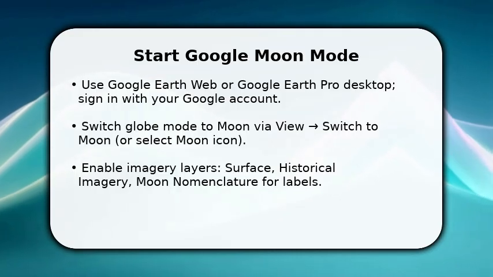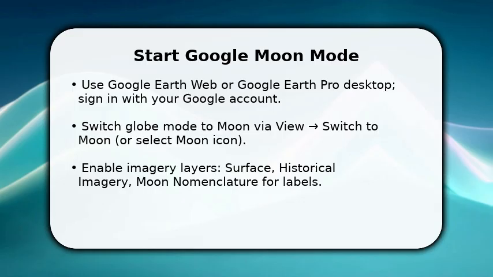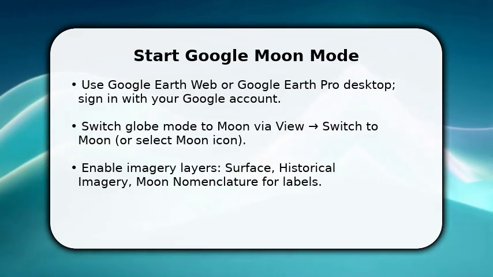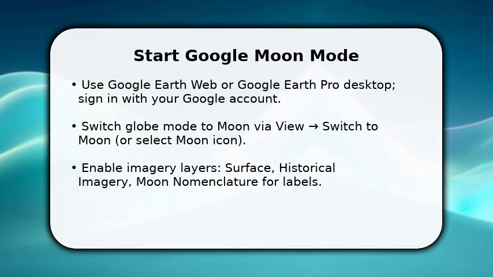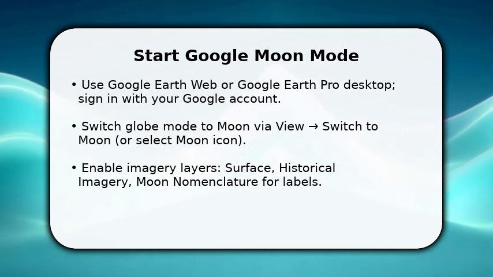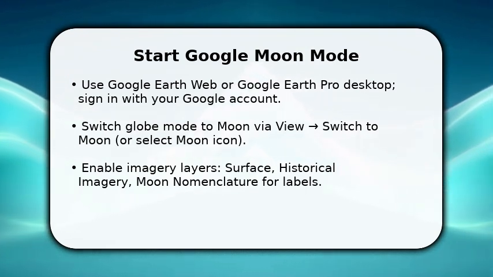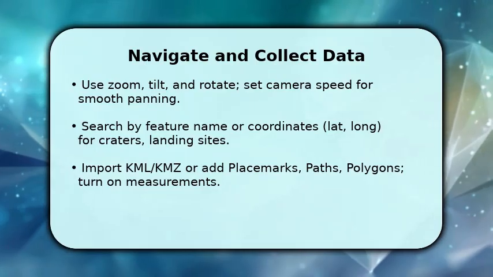Make sure to enable core layers like surface, historical imagery, and moon nomenclature so you see terrain, dated photos, and official feature names. That immediate setup gets you into Lunar View and prepares the app to accept searches, measurements, and imported overlays. Now you explore and gather details.